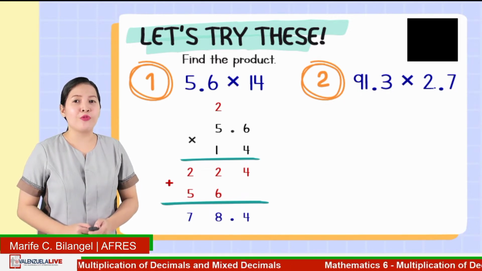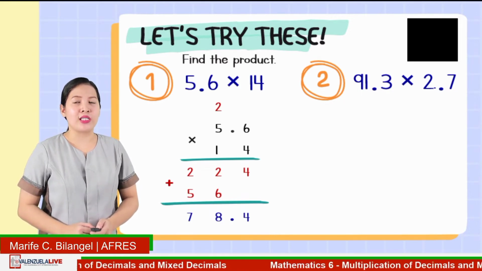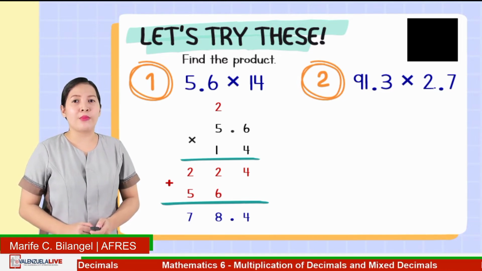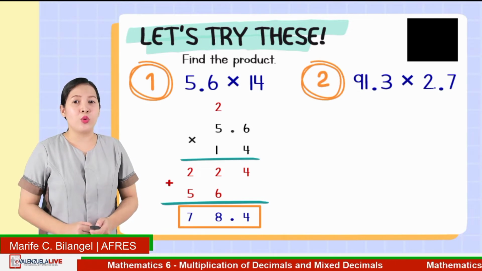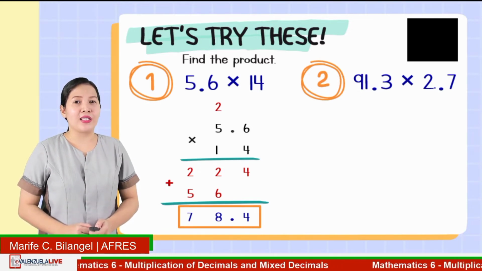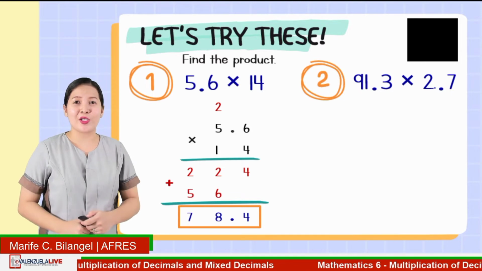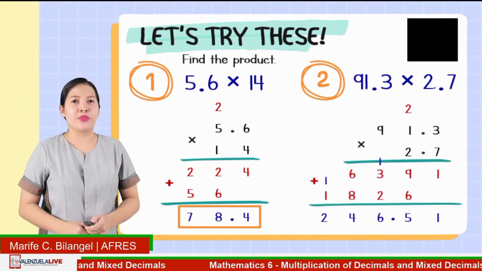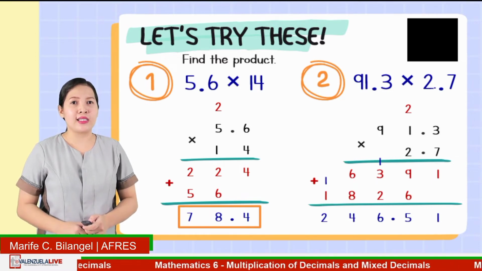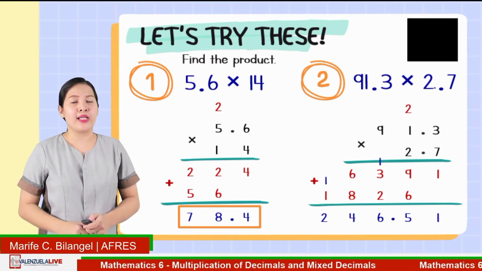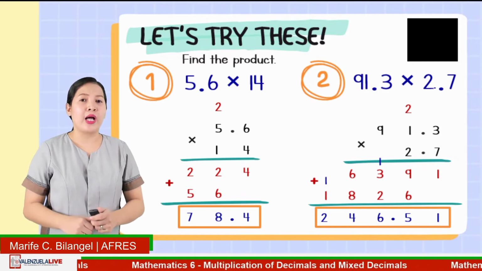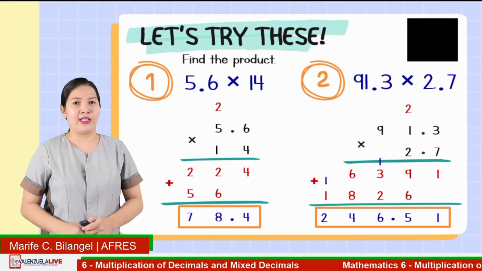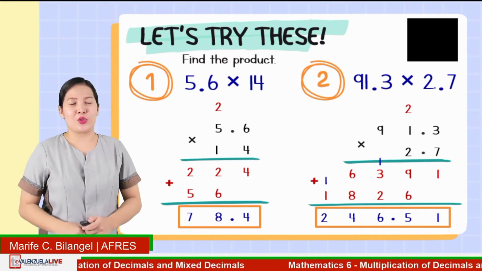So the answer for our first activity, 5 and 6 tenths multiplied by 14, is equal to 78 and 4 tenths. Did you get the same answer? Great job. Next, we have 91 and 3 tenths multiplied by 2 and 7 tenths. So the product is 246 and 51 hundredths. Good job, grade 6 students.